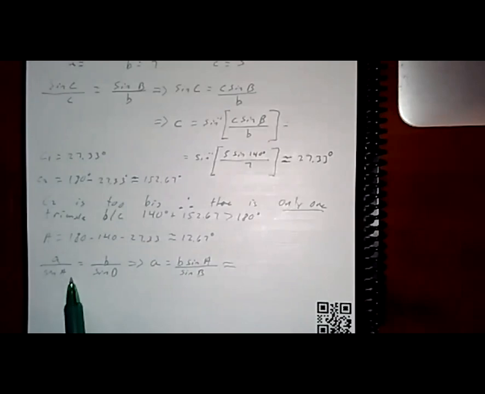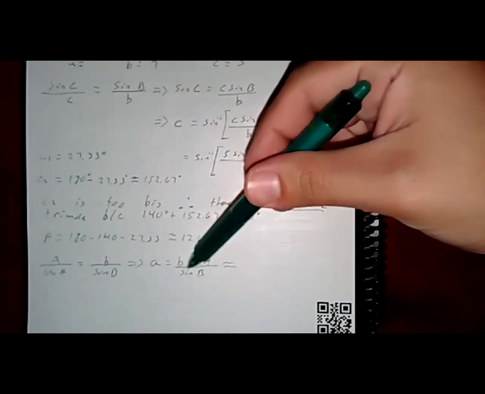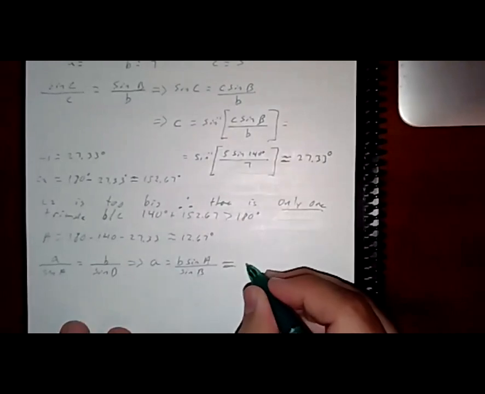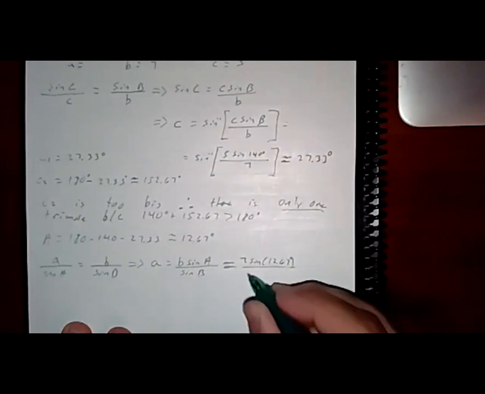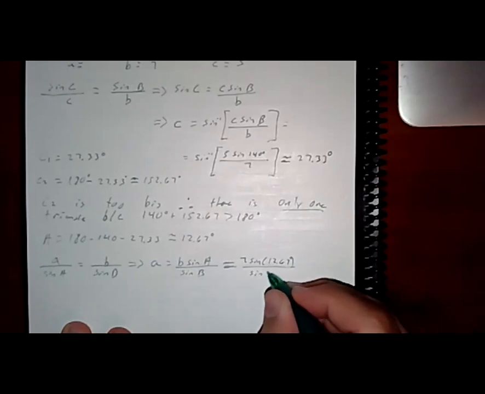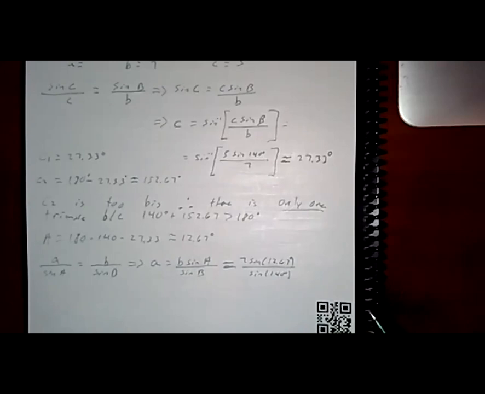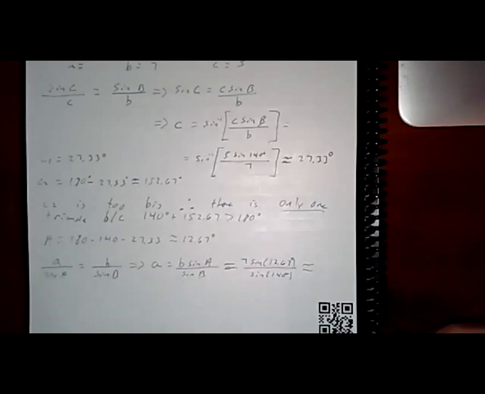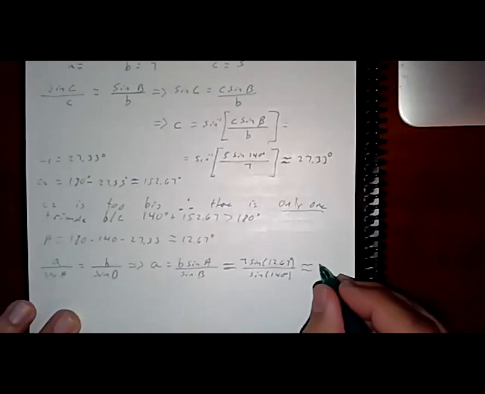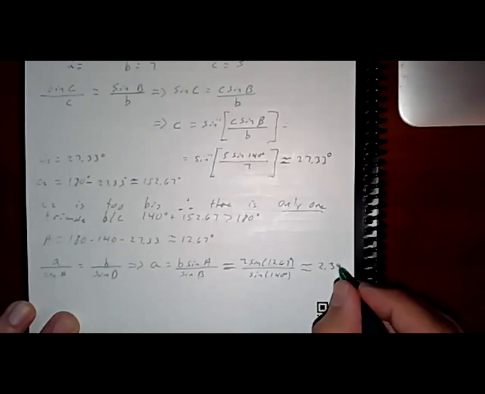Yeah, I have no choice but to use this angle. Okay, so 7 times sine of 112.67. Go ahead and write that down before I do it. 7 sine of 12.67 degrees over sine of 140 degrees. That is approximately 2.39.